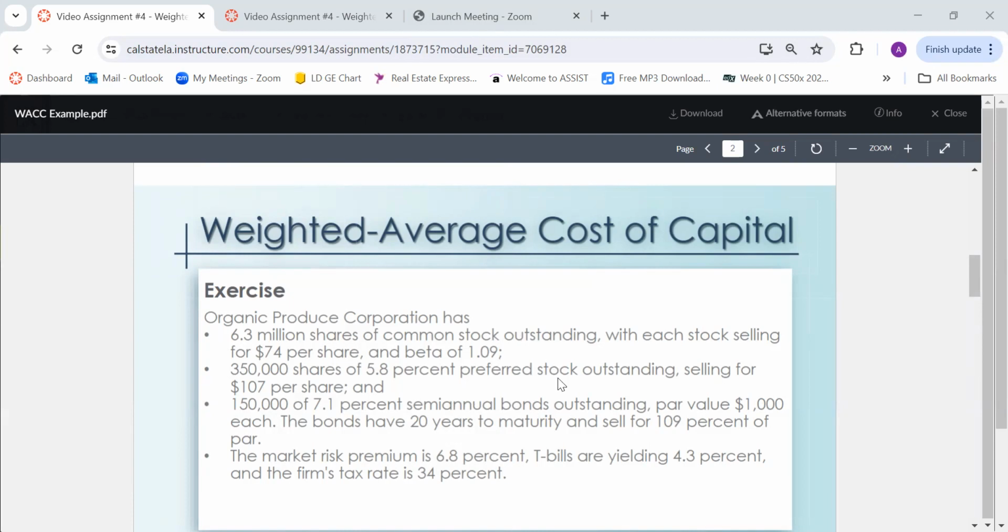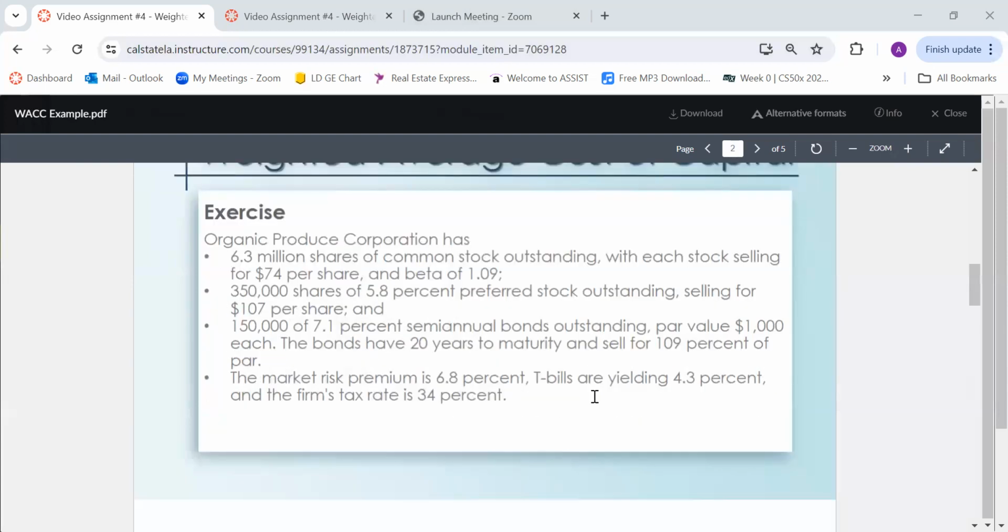The bonds have 20 years to maturity and sell for 109% of par. The market risk premium is 6.8%. T-bills are yielding 4.3%. And the firm's tax rate is 34%.